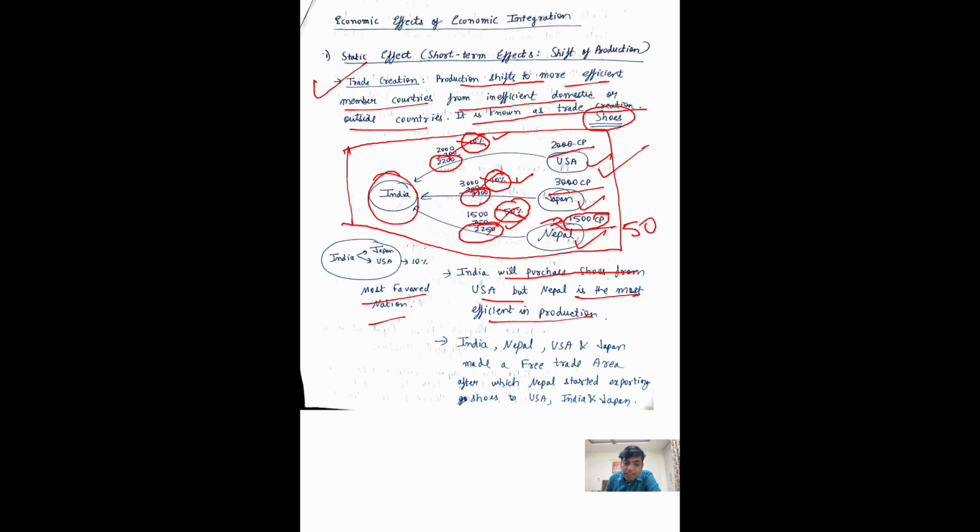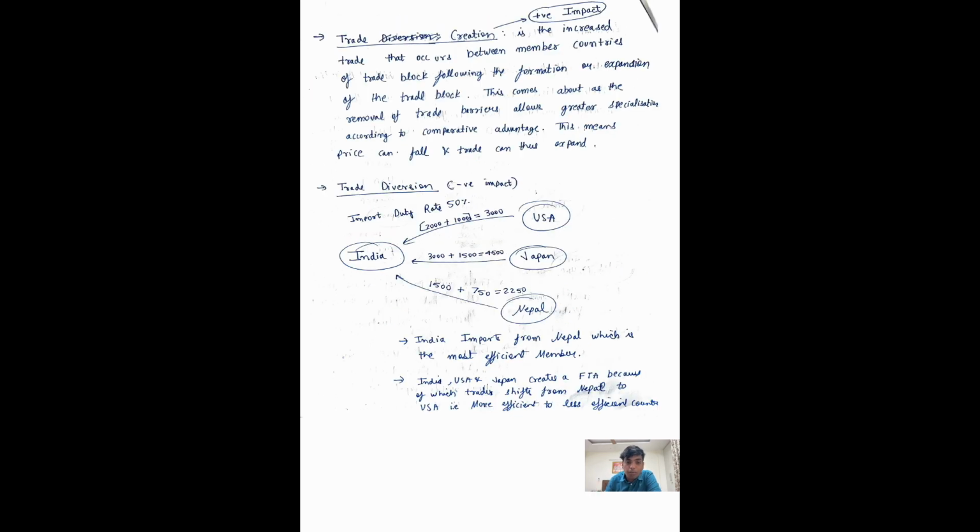But when we created a free trade area, India, Nepal, US, Japan made a free trade area, which helps Nepal to start importing shoes to India because it becomes more efficient. So trade shifts from less efficient to more efficient. So it is an increase in the trade that occurs between countries of a trade bloc following the formation or expansion of a trade bloc.